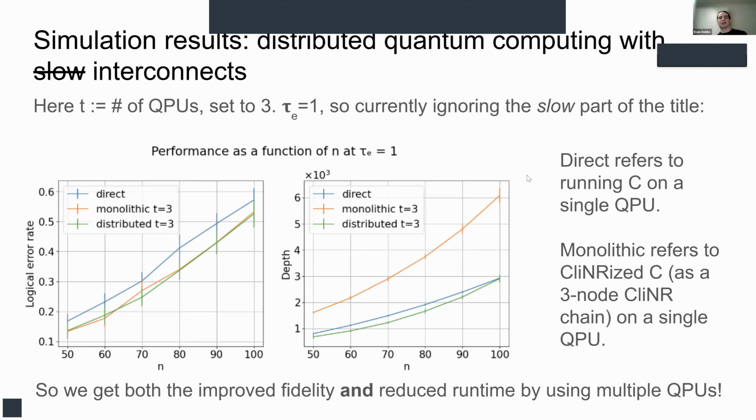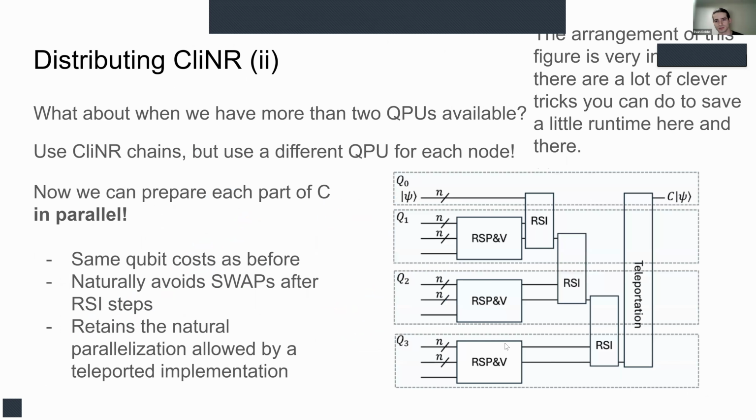Right. So here are some easy to read results, I think. The direct line here is just the Clifford circuit itself with no cleaner at all. Monolithic is basically on a single device where you're applying cleaner, but you're doing it as a cleaner chain, so a 3-node cleaner chain. And this is all serial instead of in parallel. And then distributed is the case we talked about before. Actually, it's exactly this figure. Or I think it's actually just Q0, 1, and 2 instead of 3.